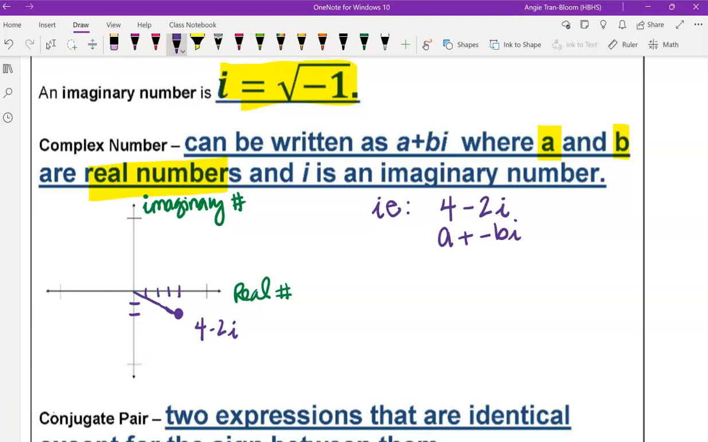We can also do another one. What if we have negative 1 plus 3i? Then your real number is negative 1 on the left side. Your imaginary goes up 3 because it's 3i. 1, 2, 3. And this is your negative 1 plus 3i. Again, some books will make it a dot, some books will make it a vector, just like that. You don't have to worry about graphing.